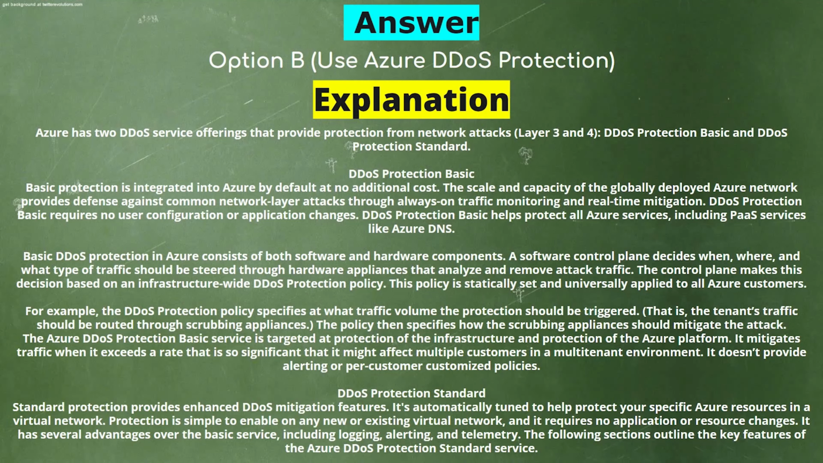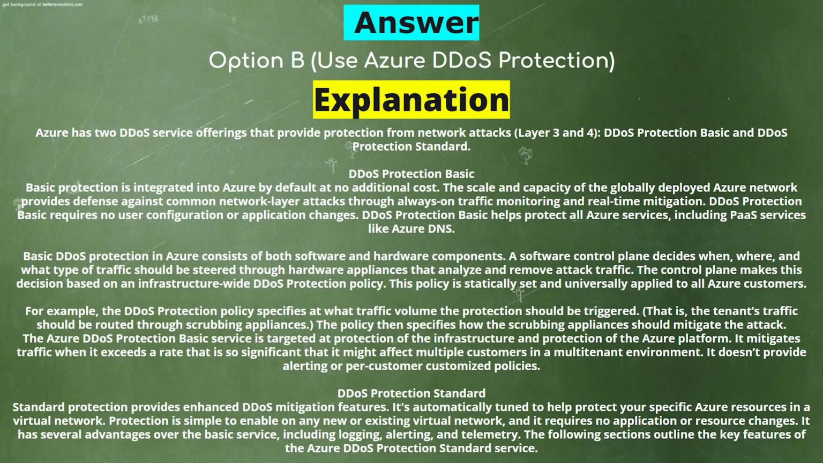Explanation. Azure has two DDoS service offerings that provide protection from network attacks, Layer 3 and Layer 4: DDoS Protection Basic and DDoS Protection Standard. DDoS Protection Basic. Basic protection is integrated into Azure by default at no additional cost. The scale and capacity of the globally deployed Azure network provides defense against common network layer attacks through always-on traffic monitoring and real-time mitigation. DDoS Protection Basic requires no user configuration or application changes. DDoS Protection Basic helps protect all Azure services, including PaaS services like Azure DNS.